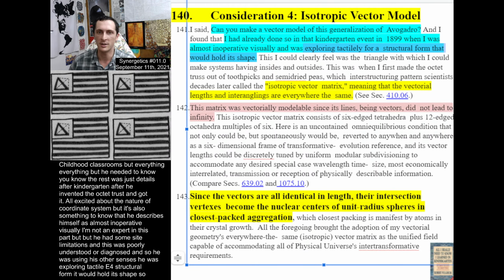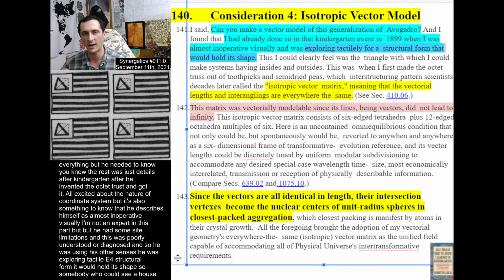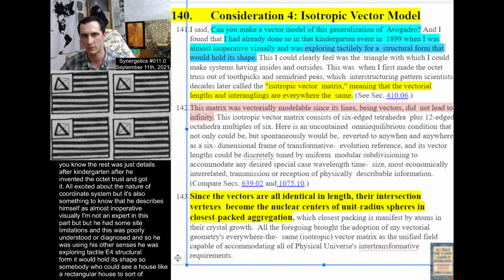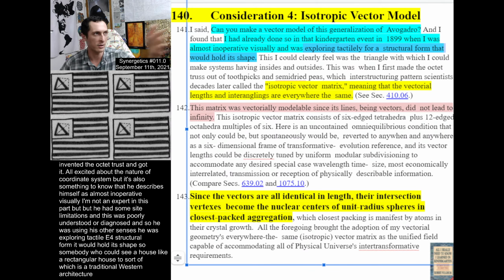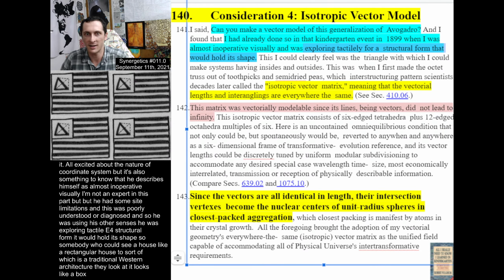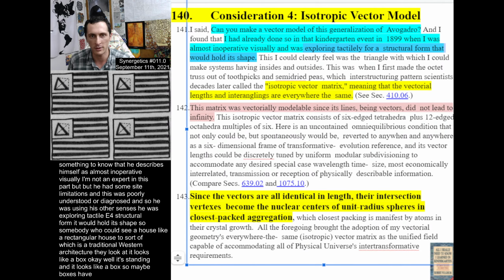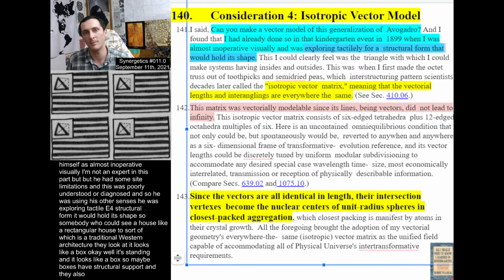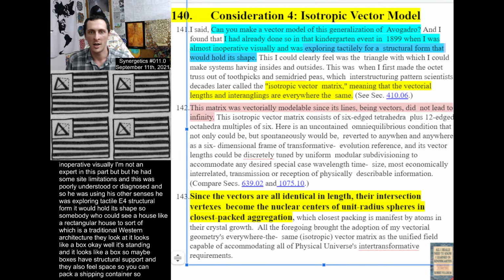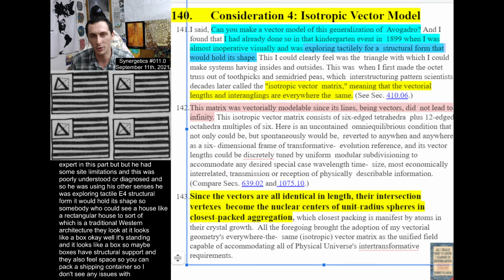So somebody who could see a house, like a rectangular house, let's just say traditional Western architecture, they look at it, and it looks like a box. Okay, well, it's standing and it looks like a box. So maybe boxes have structural support. And they also fill space. You can pack the shipping containers. So I don't see any issues with XYZ world.